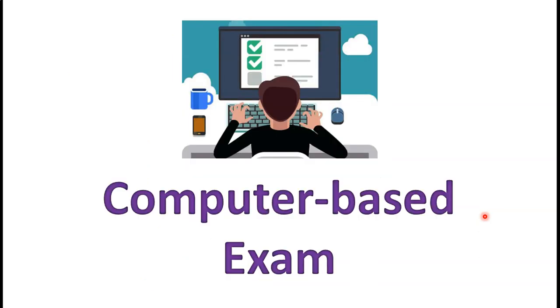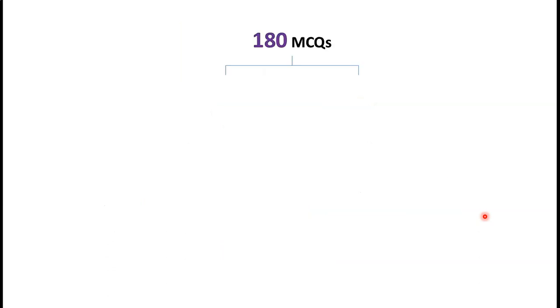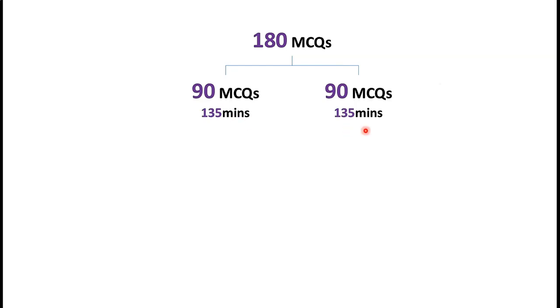The exam is a computer-based exam and primarily MCQs. These computer-based exams are conducted at designated testing centers, designated exam centers for CFA Level 1 exams. The exam comprises 180 MCQs in total, but these 180 MCQs are divided into two parts. So there are two different sessions for the exam, first session and second session. Both include 90 MCQs and both provide you with 135 minutes to answer those 90 MCQs.